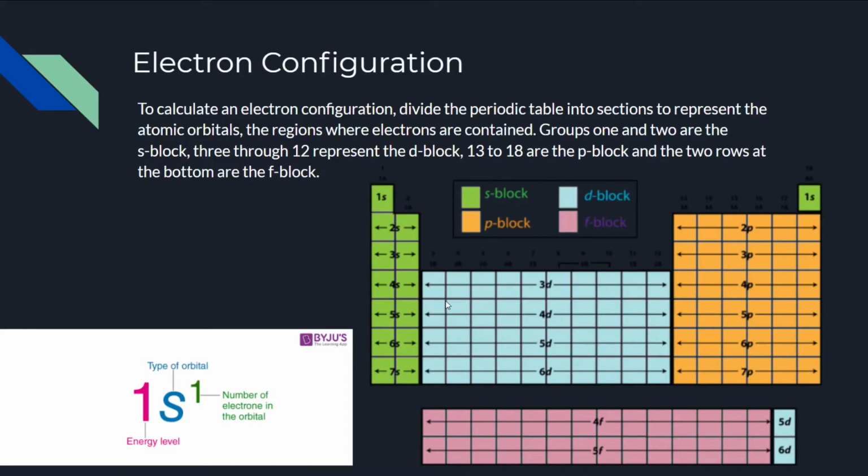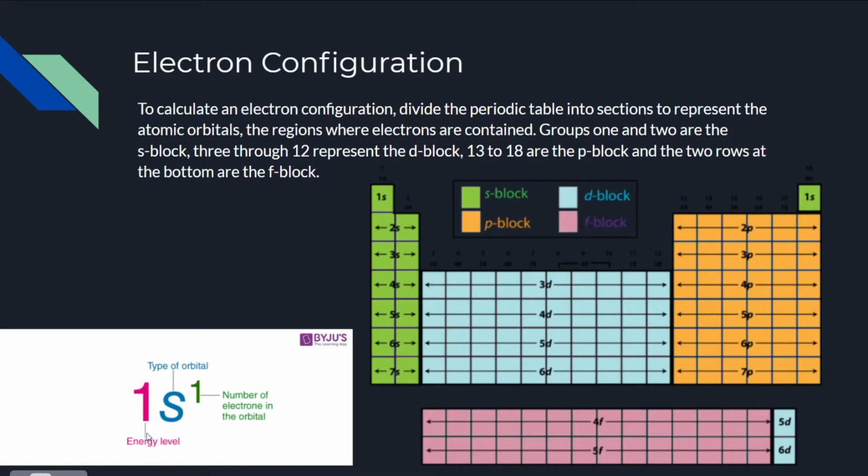And we have electron configuration. To calculate an electron configuration, we must divide the periodic table into its sections. So we have the S block, the D block, the P block, the F block. The elements in groups 1 and 2 are the S block, 3 through 12 are the D block, and 13 through 18 are the P block. And then the rows on the bottom are the F block.